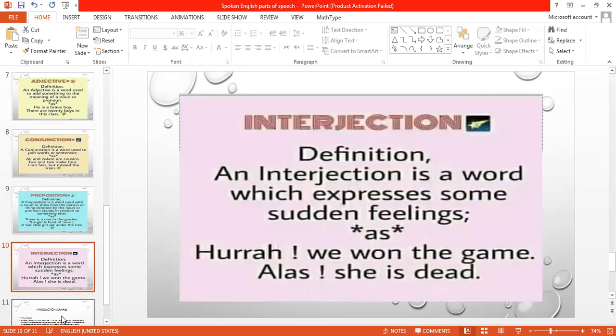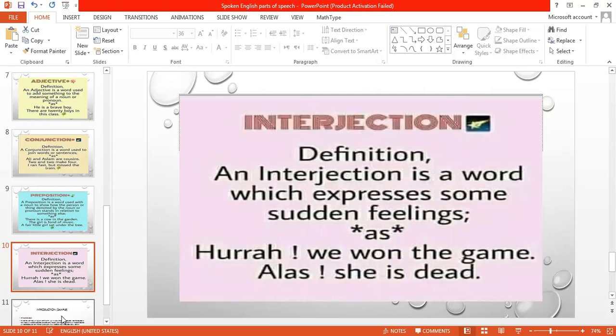The last part of speech that we are going to cover today is the interjection. Interjections are words that express our sudden feelings. It could be the feeling of joy. It can be the feeling of horror. It can be the feeling of sadness or anything. And usually we use an exclamation mark with this.